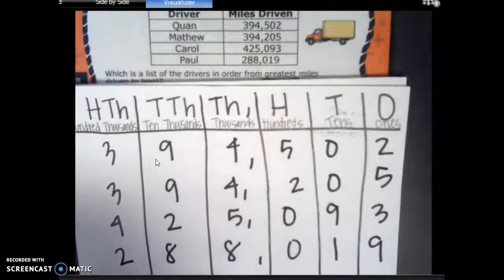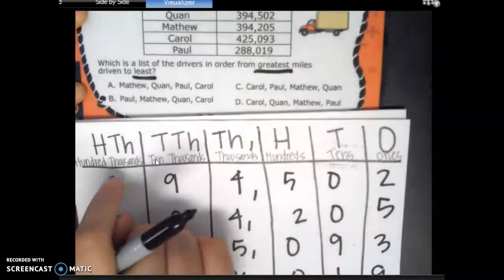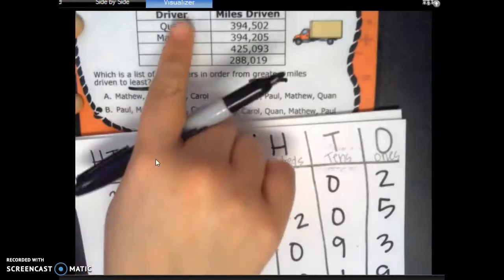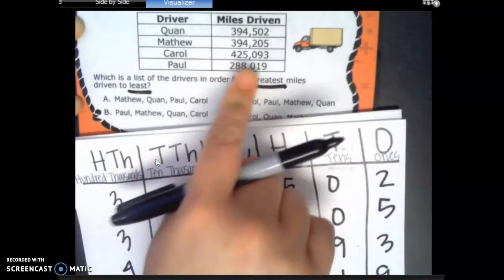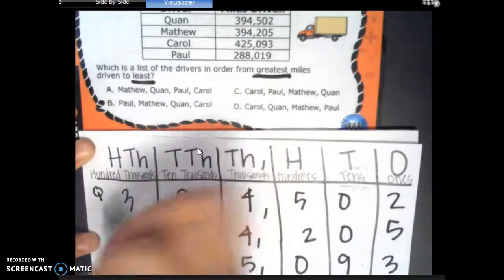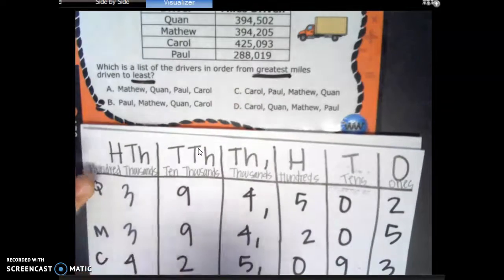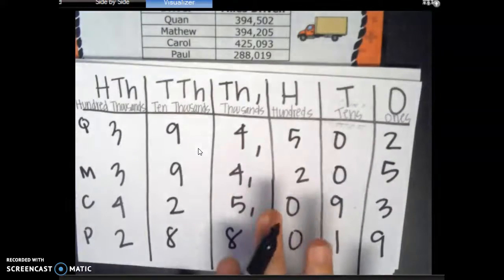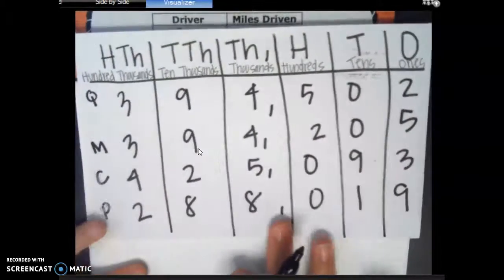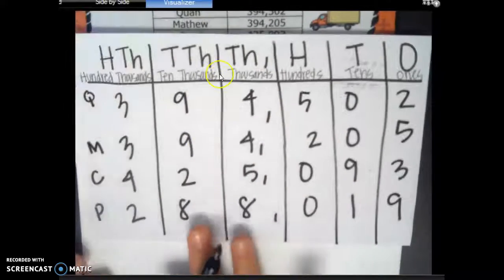Okay. And because I've already looked at my answer choices, our answer choices don't have the numbers. Our answer choices are the names of the drivers who drove that amount of miles. So to help me out, I'm going to put an M here for Matthew, a J for Juan, a C for Carol, and a P for Paul. I'm going to put those here so it helps me remember when I'm listing out the names from greatest to least. Greatest to least. So here we go.